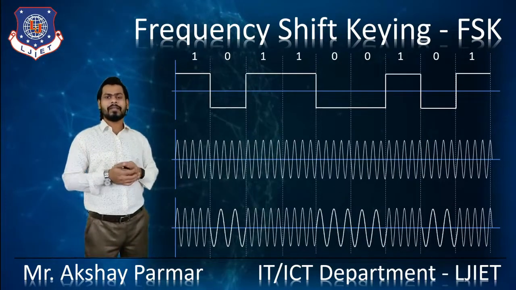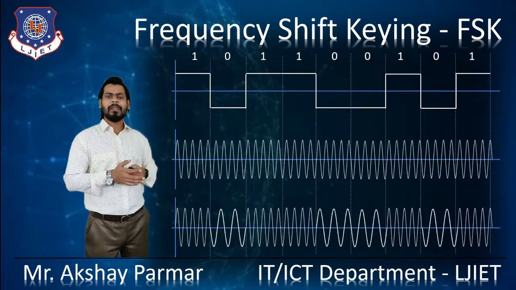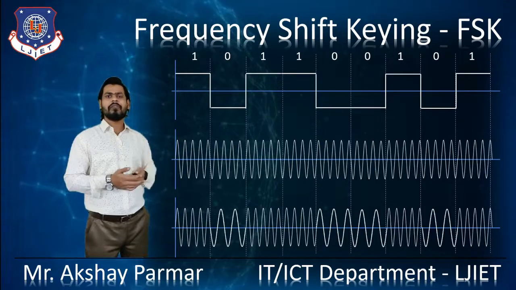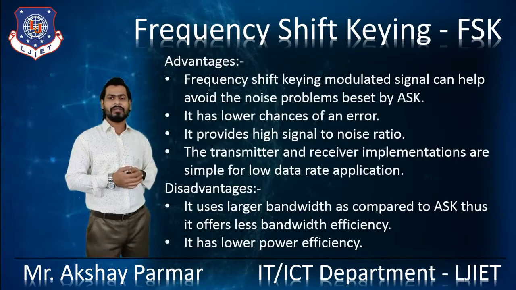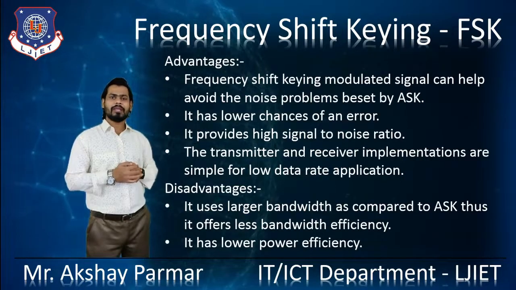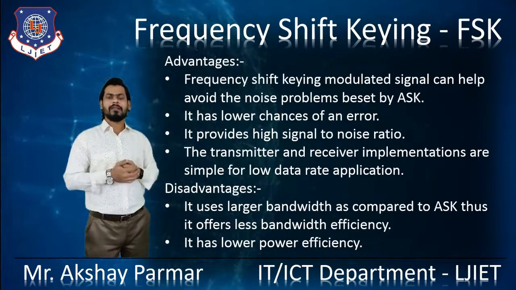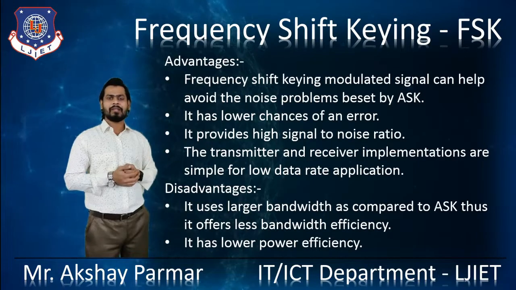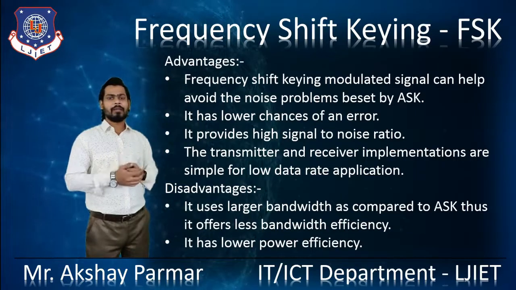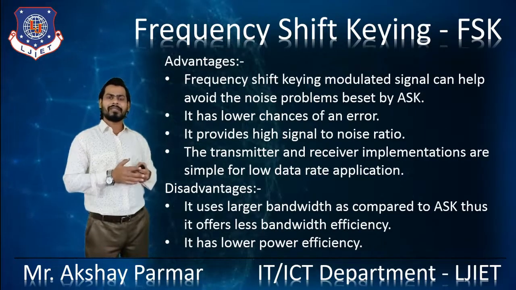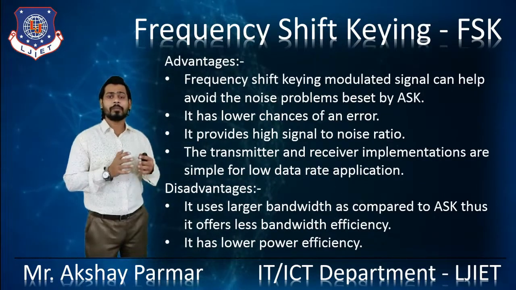So in ASK, we modify the amplitude of the signal, and in frequency shift keying, we modify the frequency of the analog signal, right? So now the advantages and disadvantages of FSK. The frequency shift keying modulated signal can help to avoid the noise problem that is there in ASK, right? Whenever we are using ASK, the noise problem is there, so the entire signal may be lost. To overcome that problem, FSK is there. So the frequency shift keying modulated signal can help to avoid noise problems.